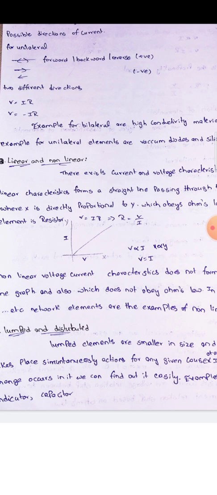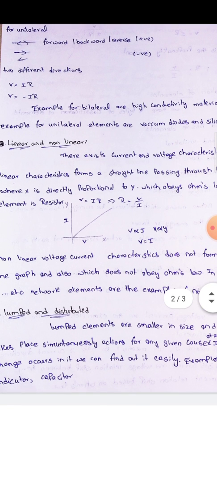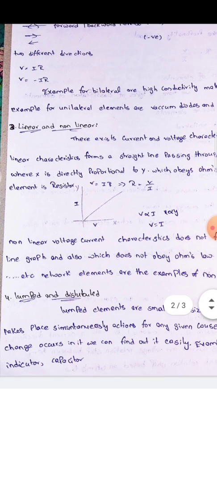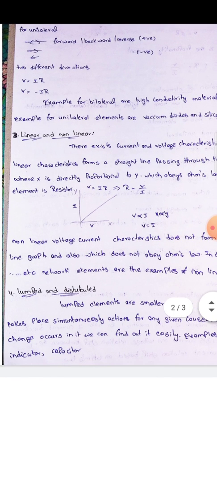From Ohm's law we can define that V equals IR, so R equals V by I. Here V is directly proportional to I, that means voltage is directly proportional to the current.